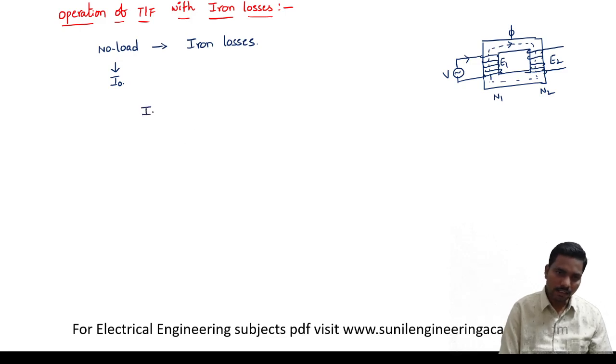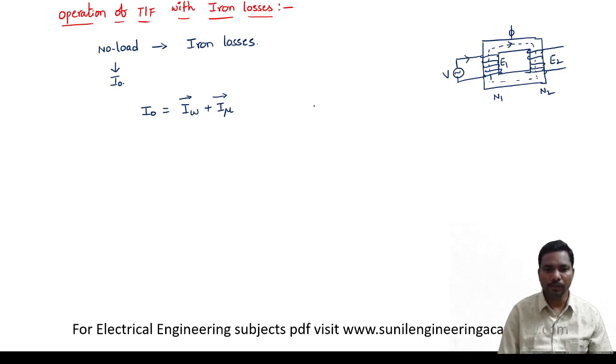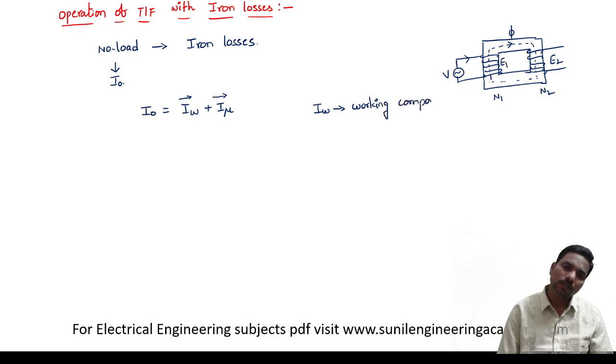This I naught is sum of working component of current plus magnetizing component of the current. Here generally you can say it is the vector sum. What is this working component of the current? IW is the working component of current.